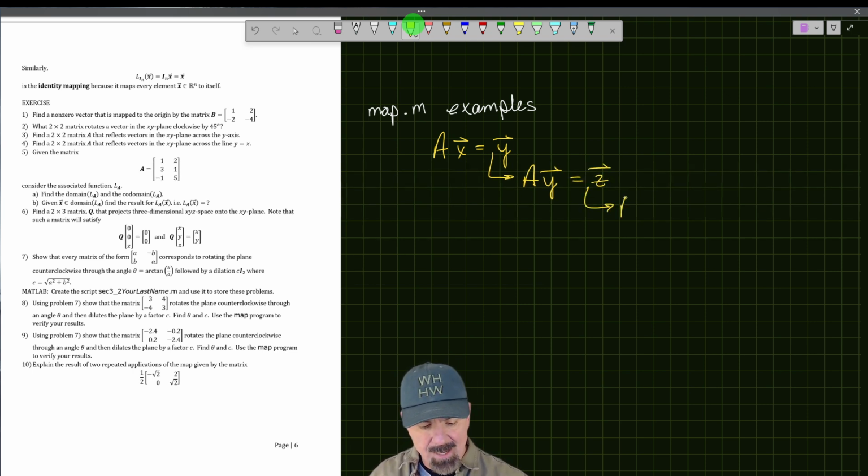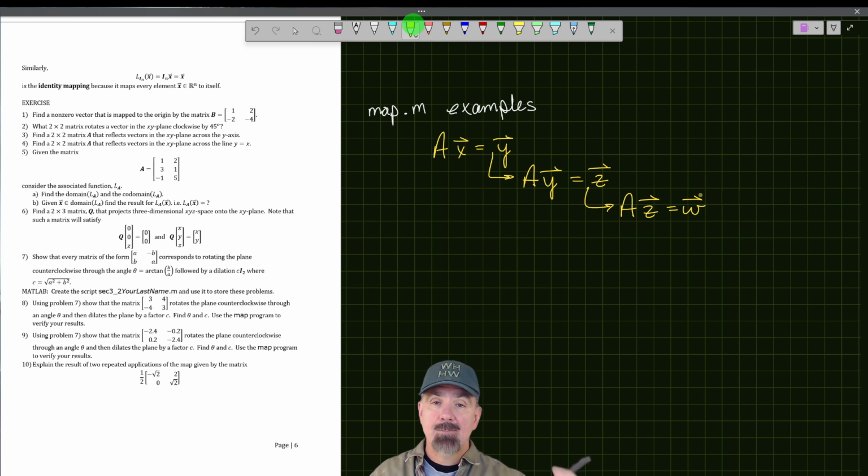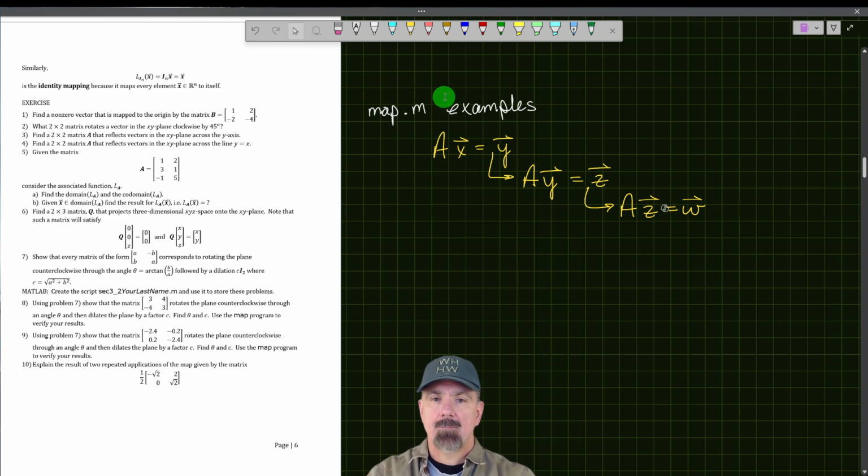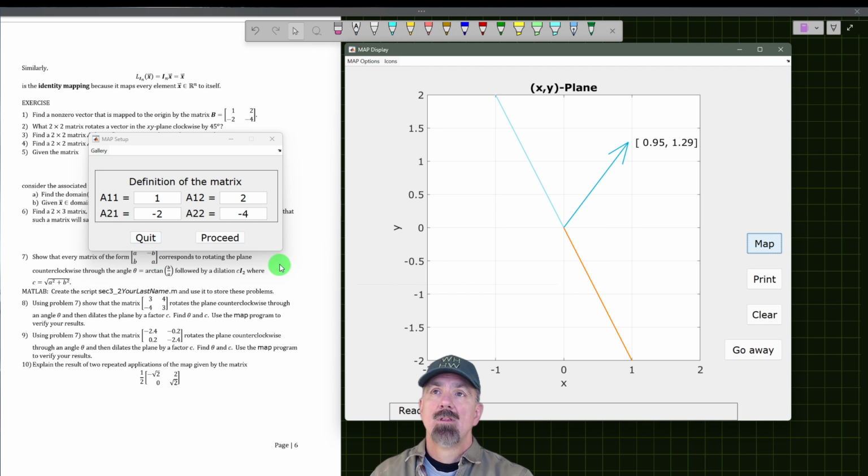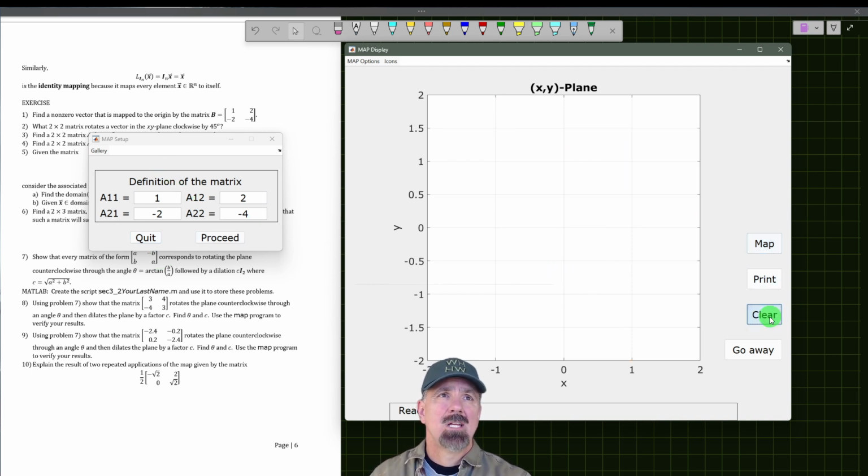And then if we hit map again, it's going to apply A again, and it just keeps doing this recursively as long as we hit the map command. Let me pull everything back up. All right, so this is our matrix. We've done a little demonstration here. Let me clear this out.